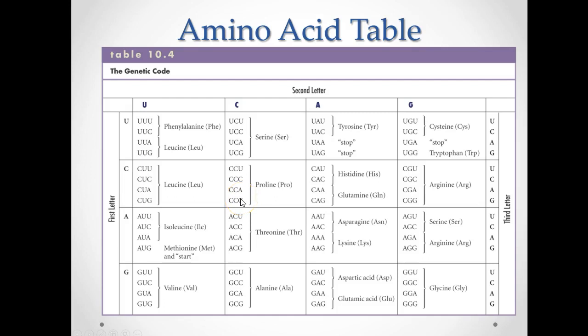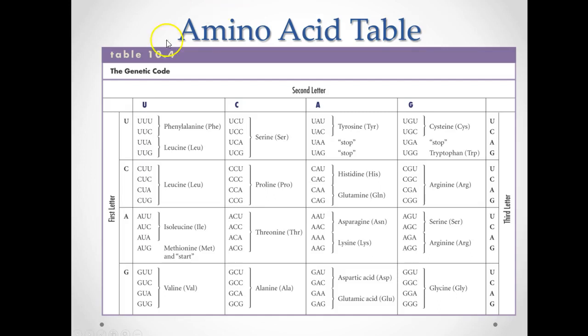Okay. 3 important things to know about the genetic code. Number 1, this code is universal. Every living thing is using the exact same code. So there's not a different code for plants or animals or bacteria or fungi. We're all using the exact same code. We all use this.